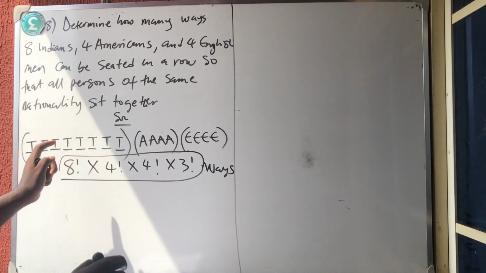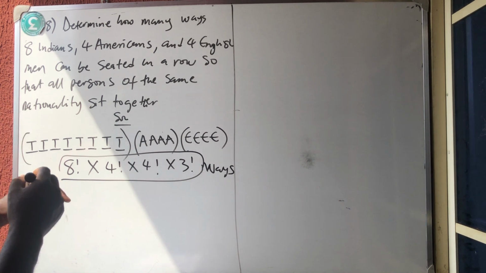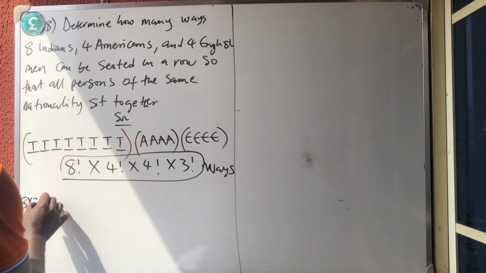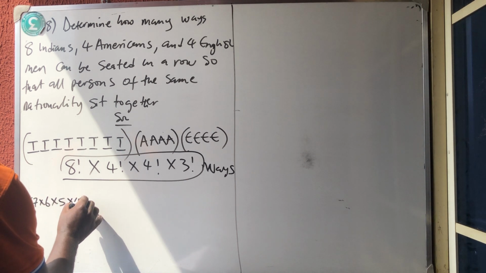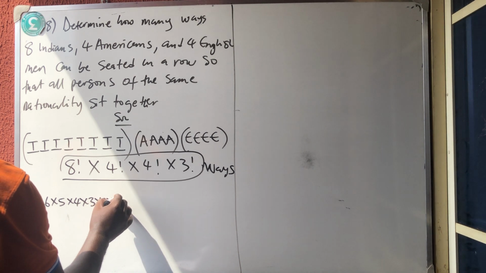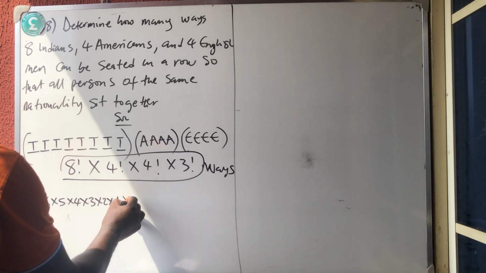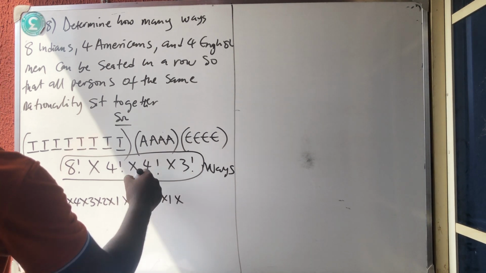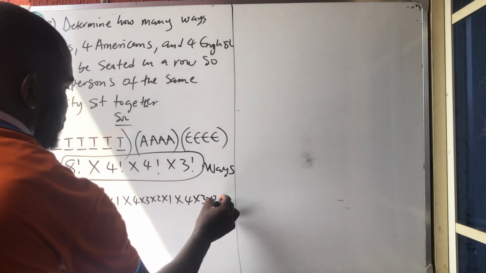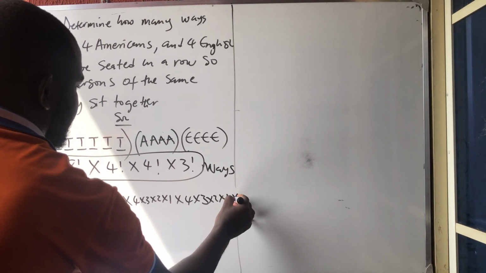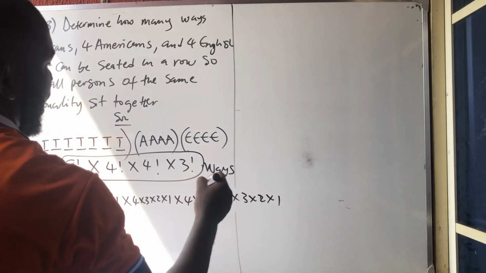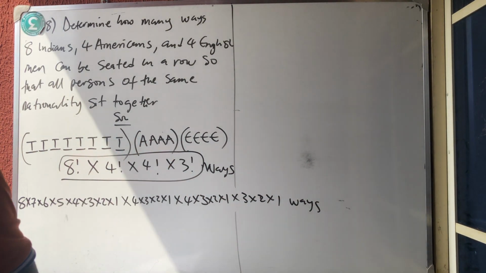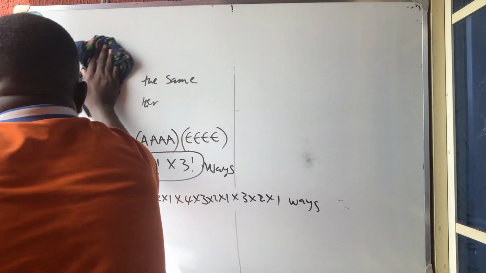8 factorial means 8 times 7 times 6 times 5 times 4 times 3 times 2 times 1, times 4 factorial, which is 4 times 3 times 2 times 1, times 4 factorial again, 4 times 3 times 2 times 1, times 3 factorial, 3 times 2 times 1 ways. Okay? Get the answer and write ways. As simple as that. Number 9.